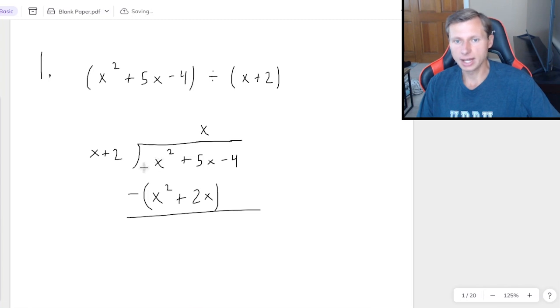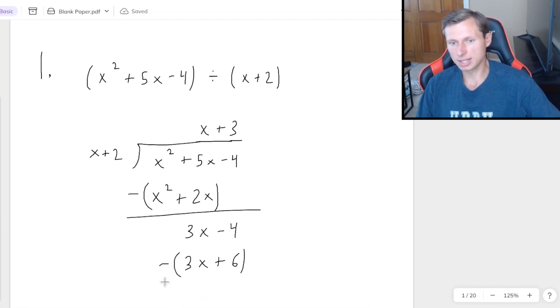When I do that, x squared minus x squared gives me 0x squared. And then 5x minus 2x is 3x. And now I'm left with 3x minus 4. And then I repeat. Again, x plus 2, specifically the x, and I ask myself, what do I multiply the x by to get me the leading term, 3x? And the answer here is going to be just 3. So, plus 3. I need to distribute the 3 to the x plus 2. That's going to end up being 3x plus 6.